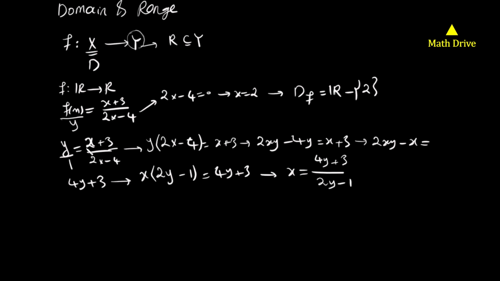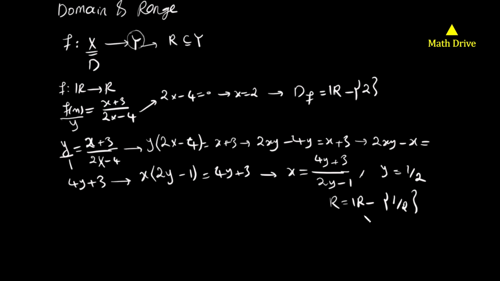So the actual function was (x + 3) over (2x - 4), and we rewrote this function in respect to x. Now we can clearly see for all the y's, x can be defined except 2y - 1 = 0, meaning y is equal to 1/2. So the range of this function is equal to the set of real numbers minus the number 1/2.